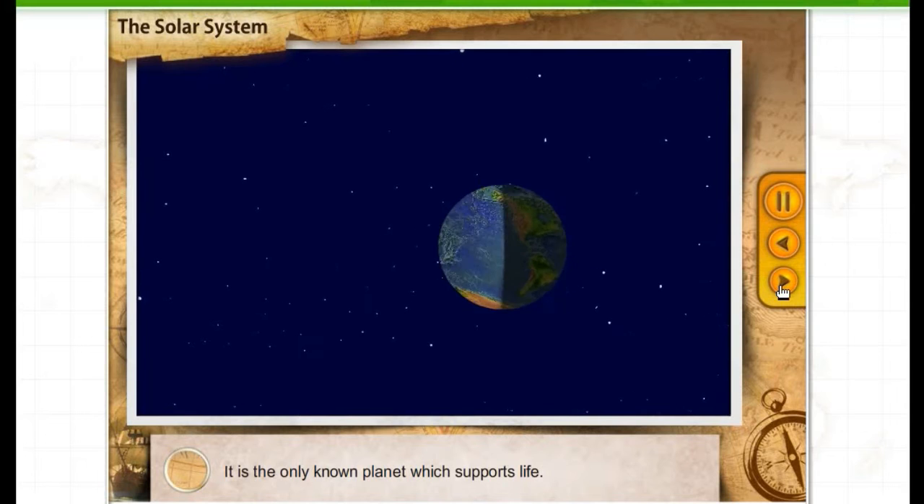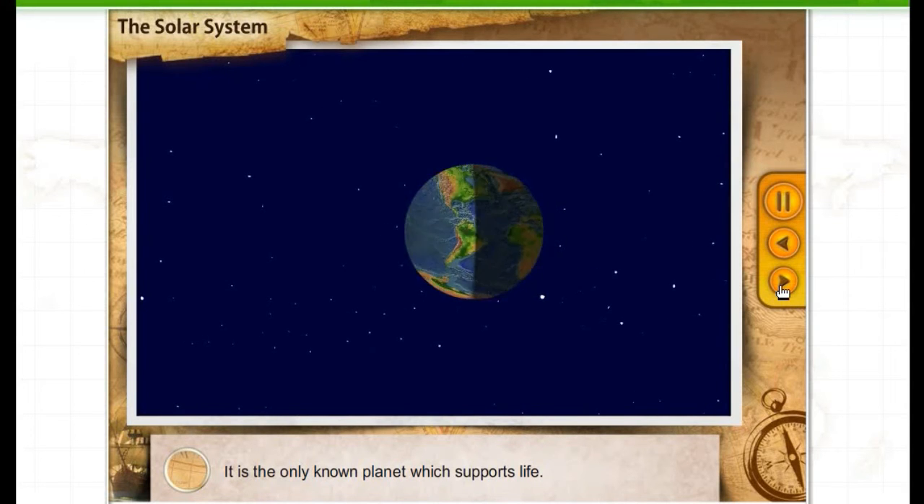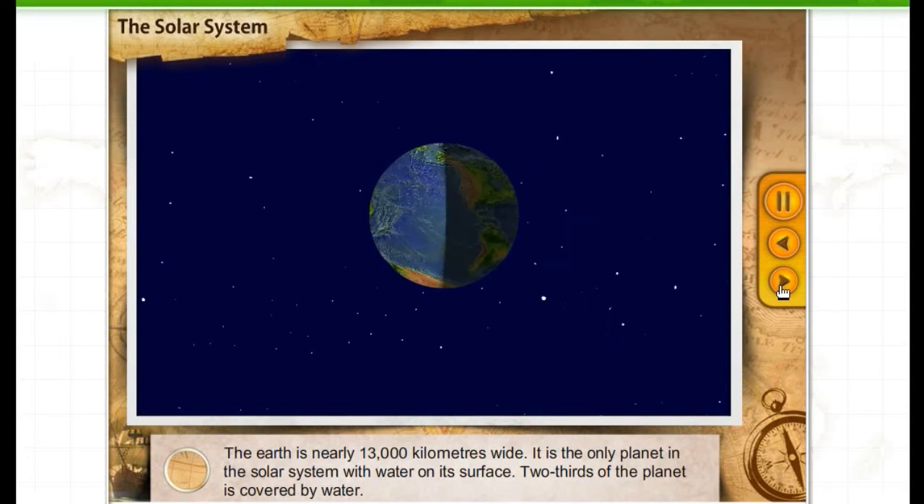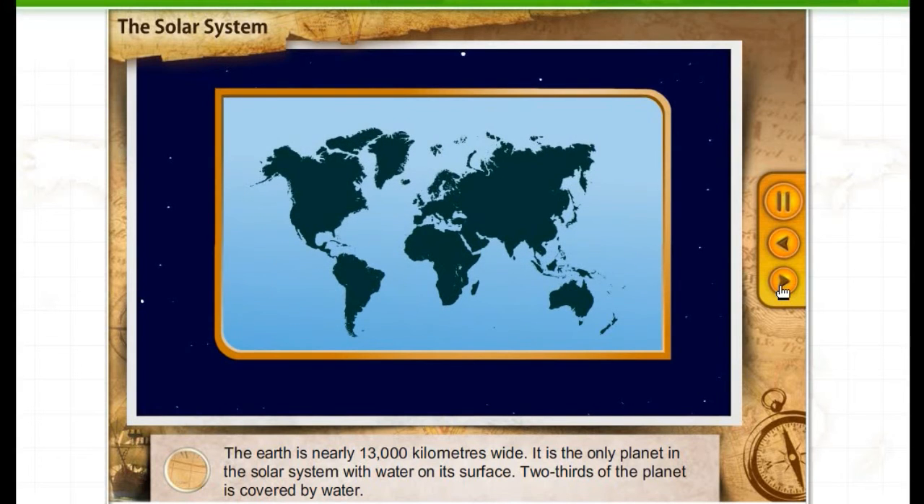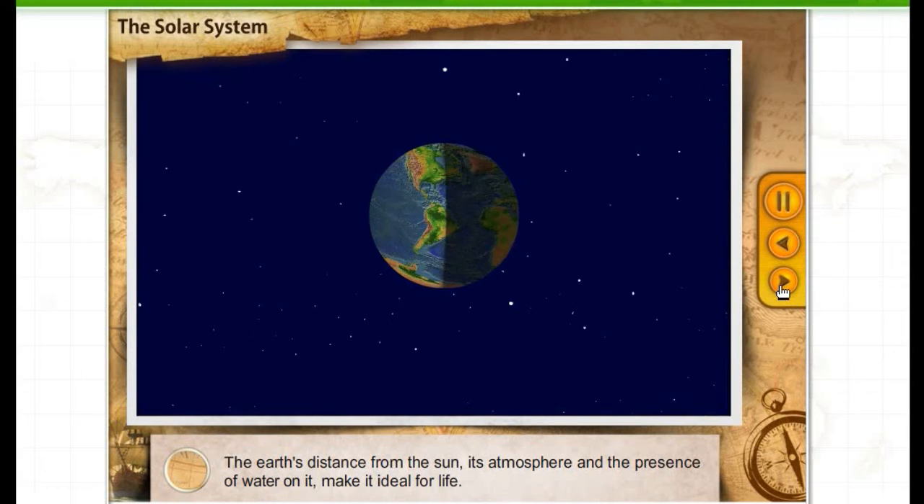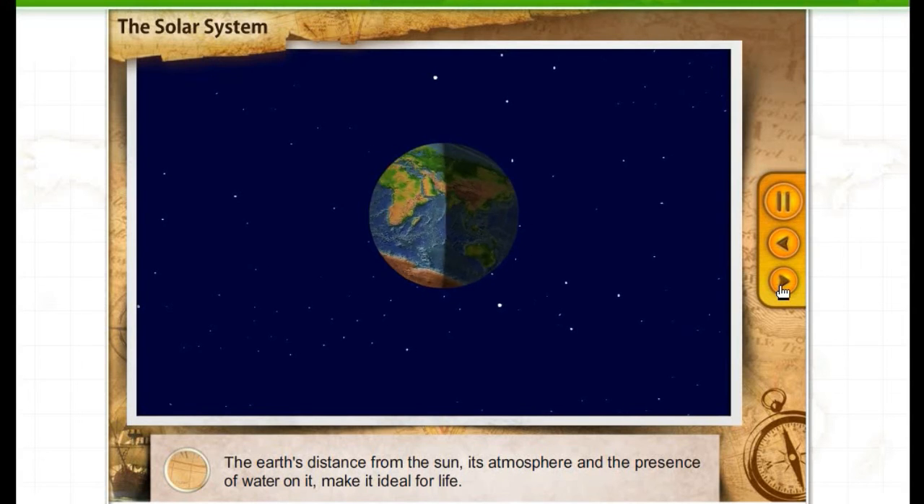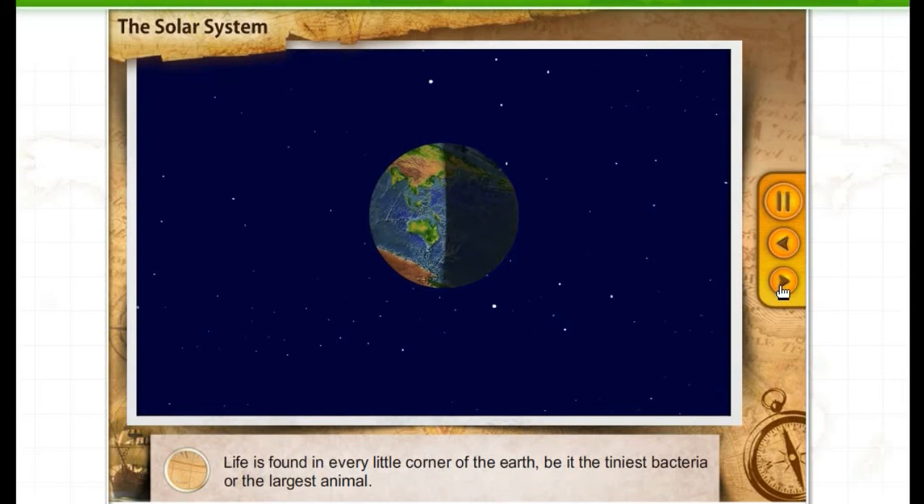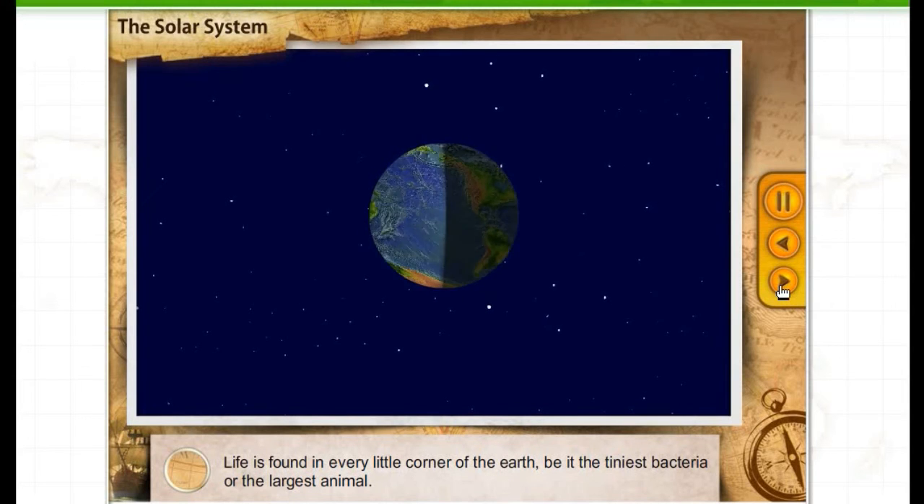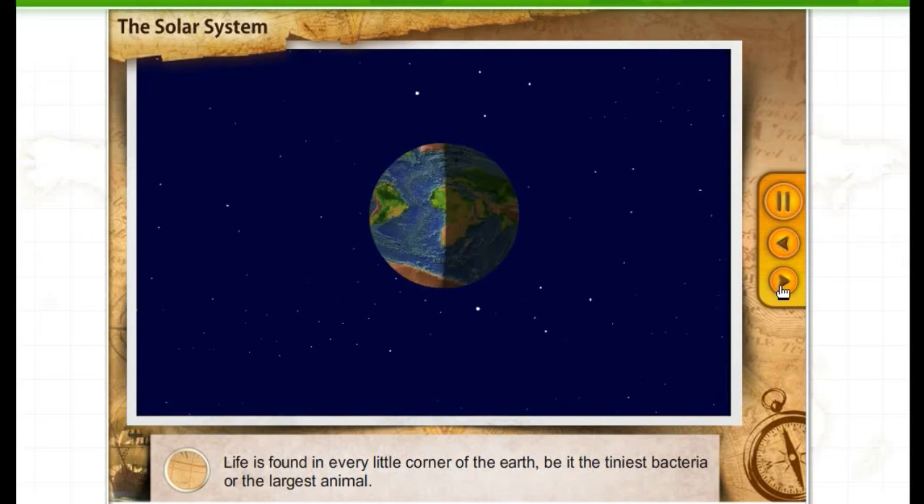It is the only known planet which supports life. The Earth is nearly 13,000 kilometers wide. It is the only planet in the solar system with water on its surface. 2/3 of the planet is covered by water. The Earth's distance from the Sun, its atmosphere, and the presence of water on it make it ideal for life. Life is found in every little corner of the Earth, be it the tiniest bacteria or the largest animal.